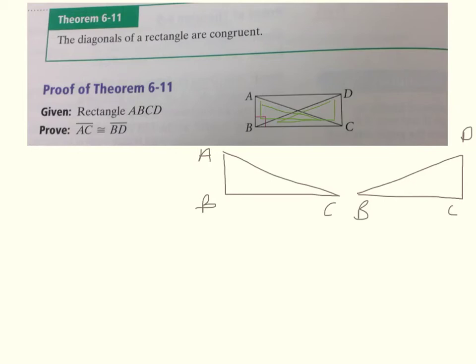Well, if it's a rectangle, we know it's a parallelogram, and both pairs of opposite sides are congruent in a parallelogram. We know BC is congruent to itself by the reflexive property. And by definition of a rectangle, we know it's got 4 right angles. So those are both right angles, and all right angles are congruent. So these two triangles are congruent by SAS. And since they're congruent by SAS, then AC has got to be congruent to BD by CPCTC. We have just proven the diagonals of a rectangle are congruent.